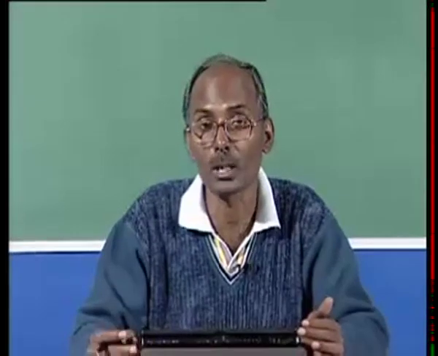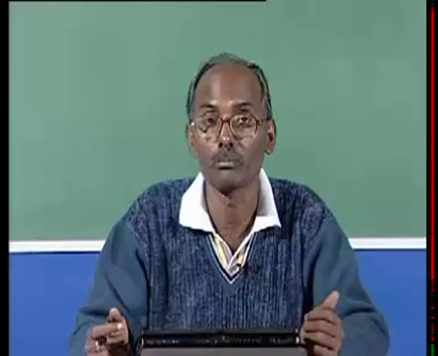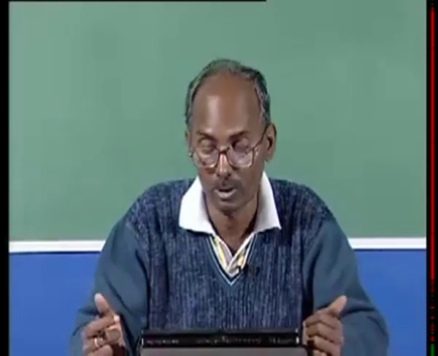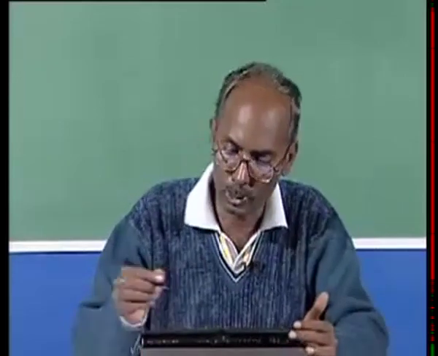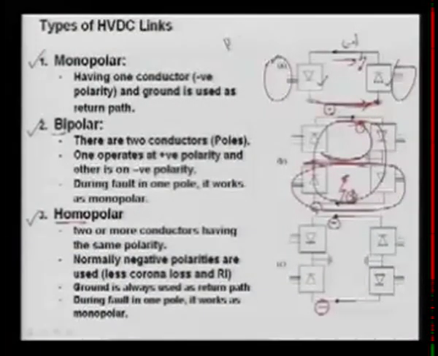No doubt the corona loss in an AC system is very, very high compared to a DC system, because it is a frequency dependent loss. So the corona loss, P, is proportional to (f + 25). If f is 0 in DC, it is again a minimum in DC. So two or more conductors having the same polarity, here two conductors I have shown, is the homopolar. Normally negative polarities are used due to less corona and radio interference.